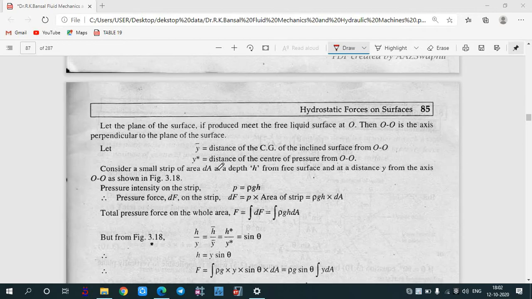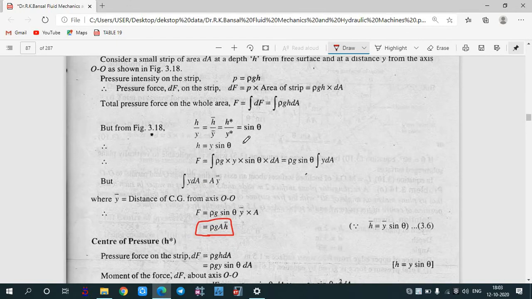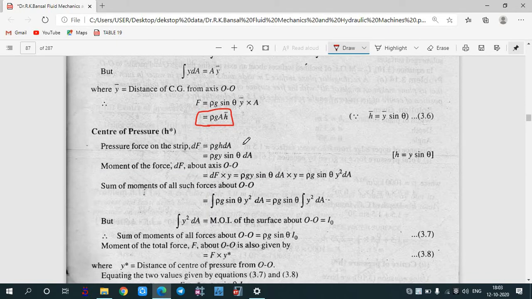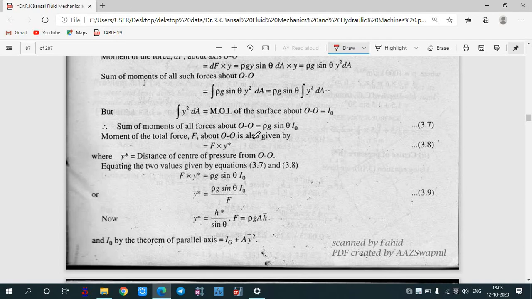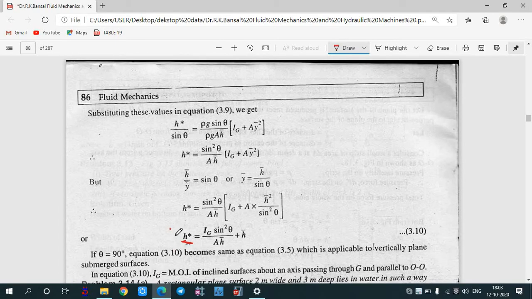The force formula was similar to the horizontal plane surface, that was coming out to be rho g A h bar. Okay, this is the force formula, and the force that will be acting on the inclined plane at a distance from the free surface, that will be your h star value. So h star value is coming out to be I G sine square theta divided by A h bar plus h bar. So the only difference in the horizontal plane and the inclined plane is the sine square theta.